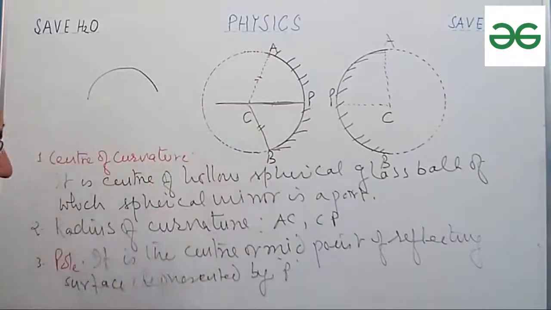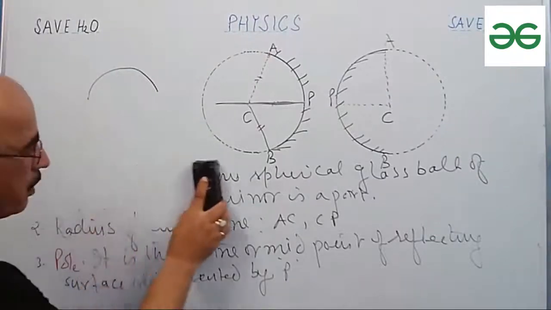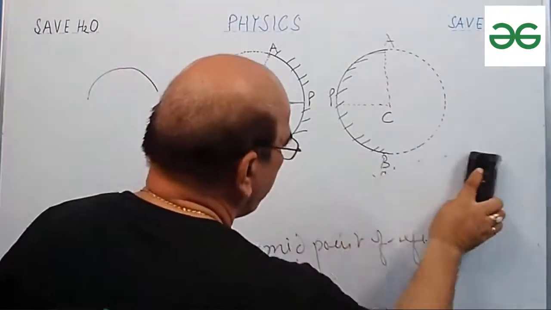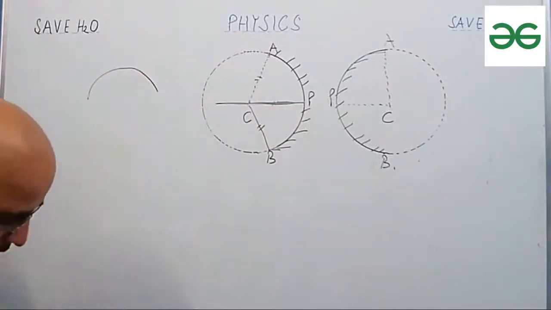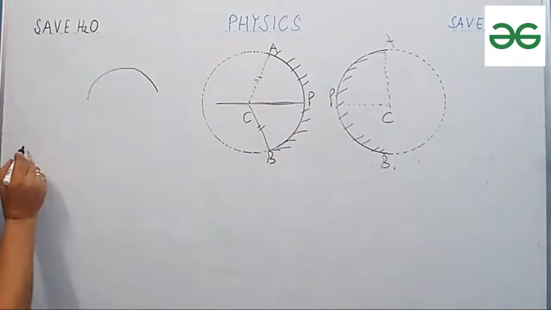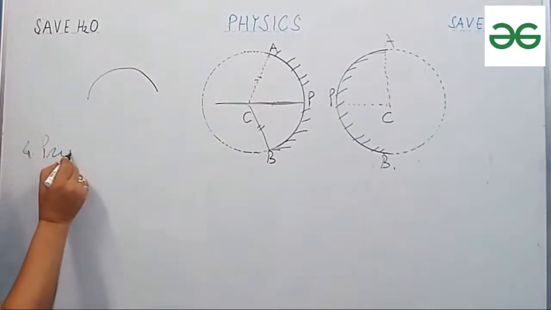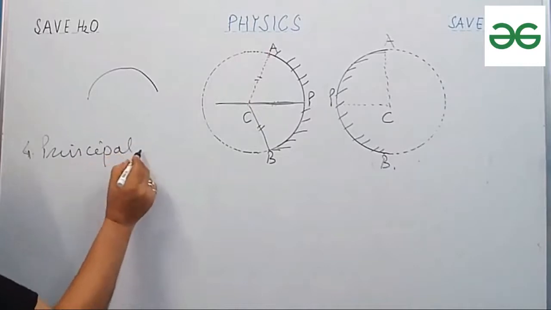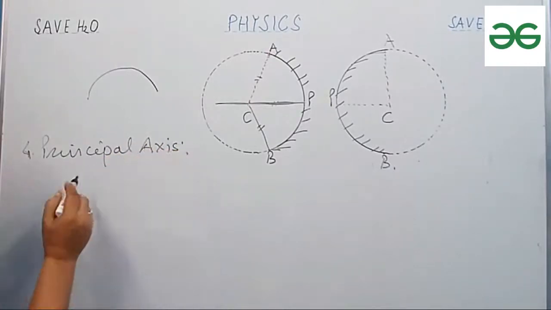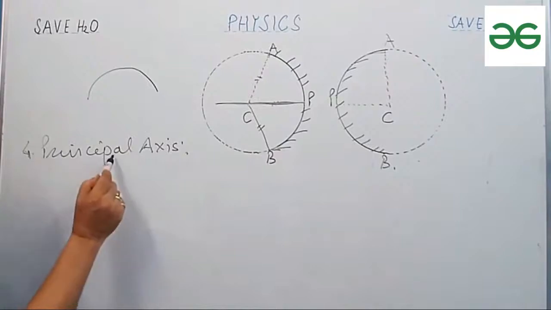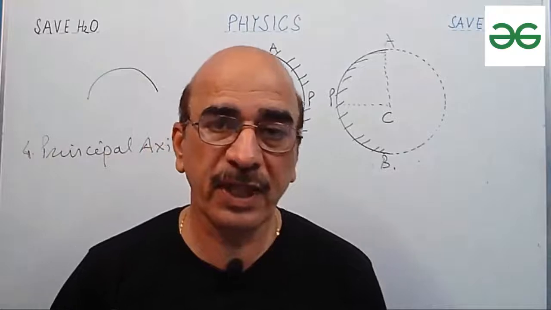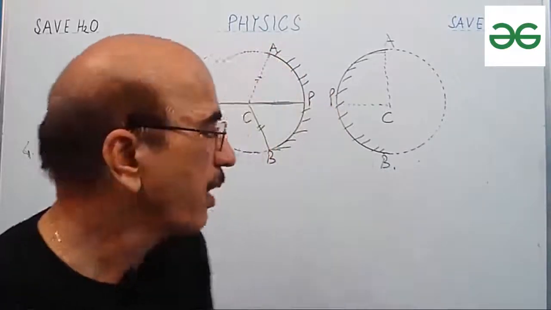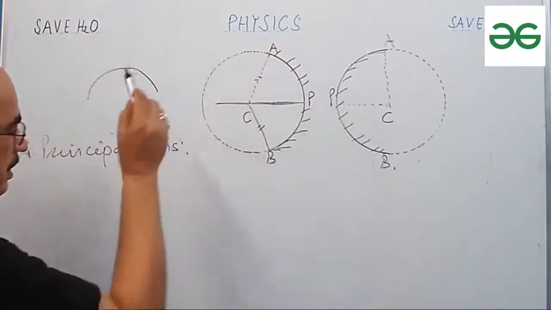Let me rub this. So now next is the principal axis. Write down in the notebook: principal axis. The fourth point is the principal axis. Generally a mistake is made by students here in writing this. They write principle, PLE. That is principal. What do we call it in Hindi? Mukhya aksh. Okay. So the principal axis here is PC, the line passing through P and C.